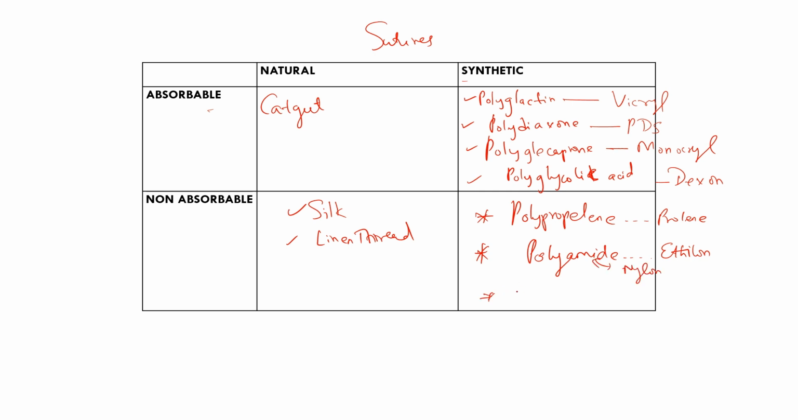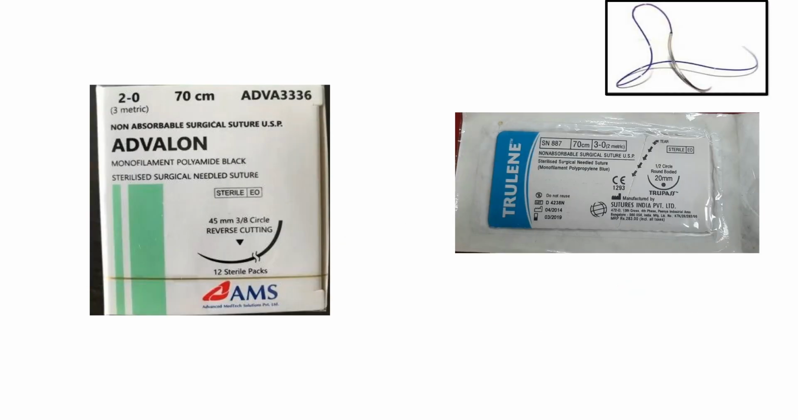Now, the last one is your polyester. This is your Ethibond. And surgical steel is also a non-absorbable synthetic suture material. Now, coming to the next part, these are all the common pictures of different suture materials. So, as you can see, this is your polyamide, monofilament polyamide. Based on how many filaments are there within the suture material, you have got two types. One is monofilament, the other one is polyfilament.